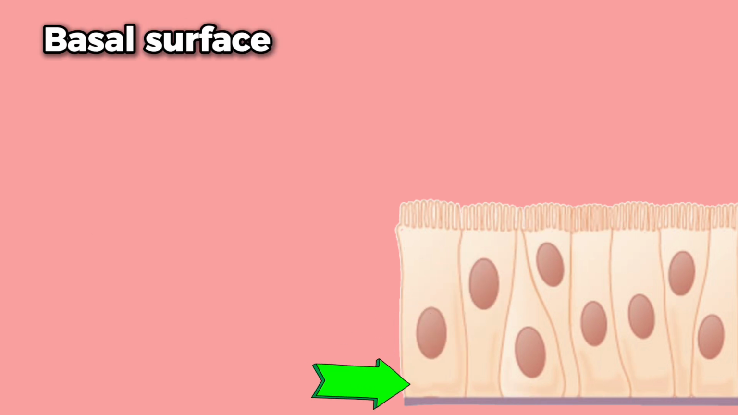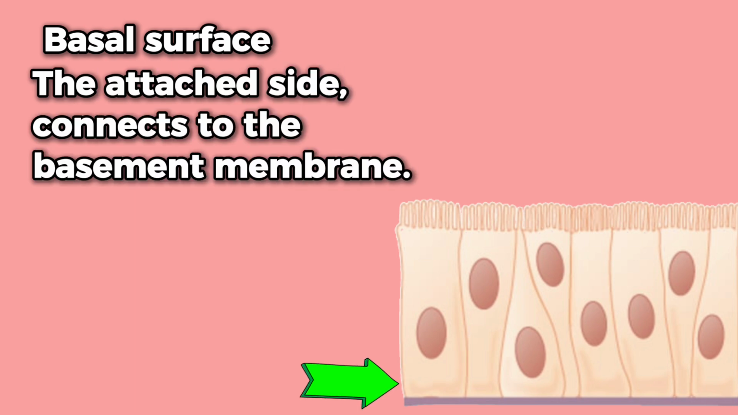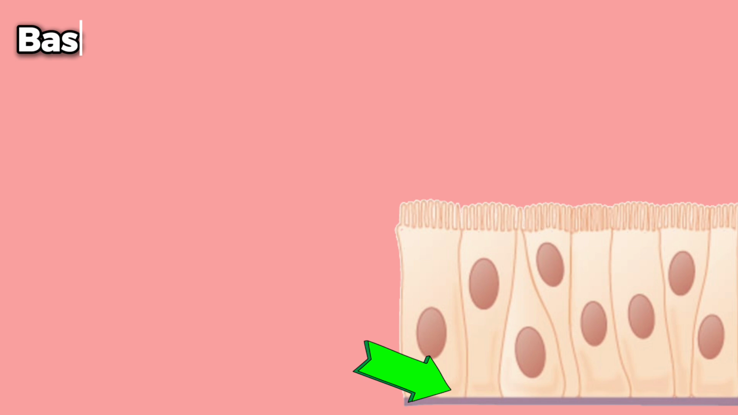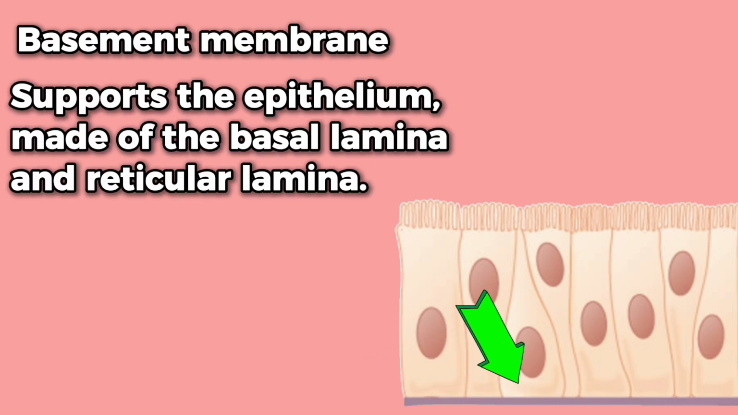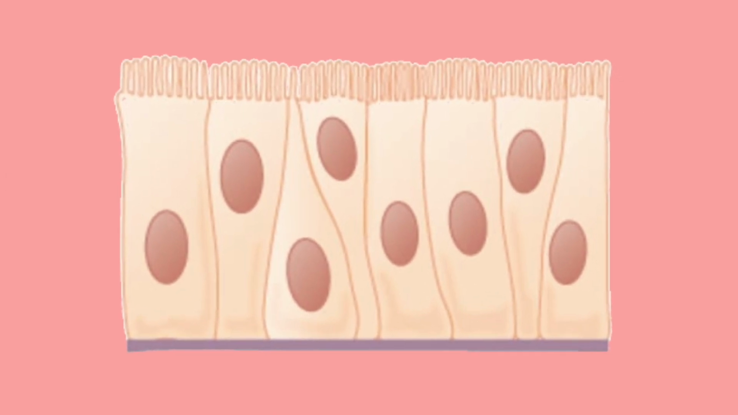A basal surface is attached to the side. It connects to the basement membrane. And the basement membrane supports the epithelium, made of the basal lamina, of epithelial origin, and reticular lamina, of connective tissue origin. These structures help epithelial tissue function in protection, absorption, secretion, and communication.